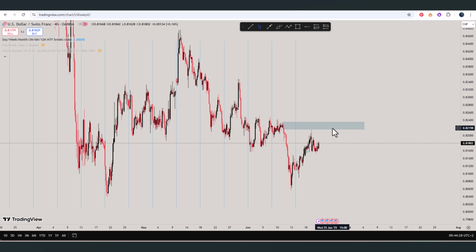Market structure is very simple. Just look at those 2 points, right? After looking at those 2 points, you know what to do.